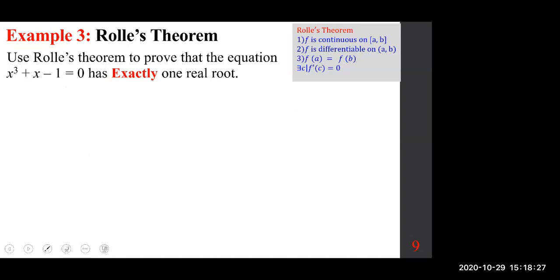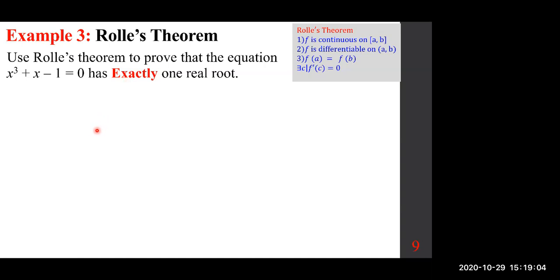Again, Rolle's theorem is given at the top right for us to remember what it stands for. We want to use Rolle's theorem to prove that this equation has exactly one real root. So what we really need to do first is show that it has at least one root. So there are 2 parts. One of them is proving that there are roots, and then using Rolle's theorem. To prove we have roots, we go with IVT.